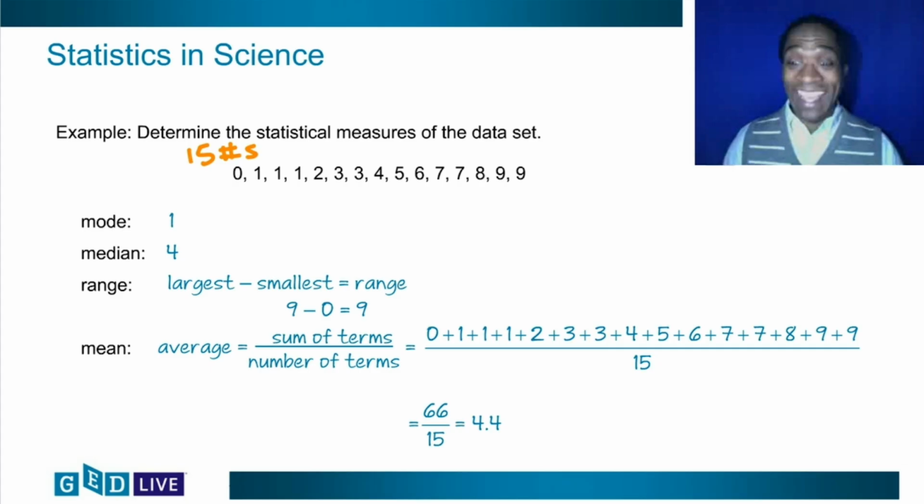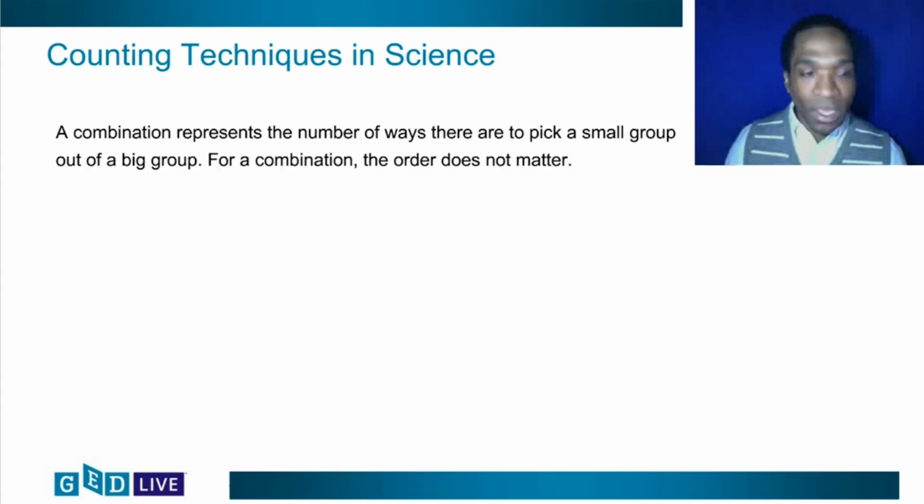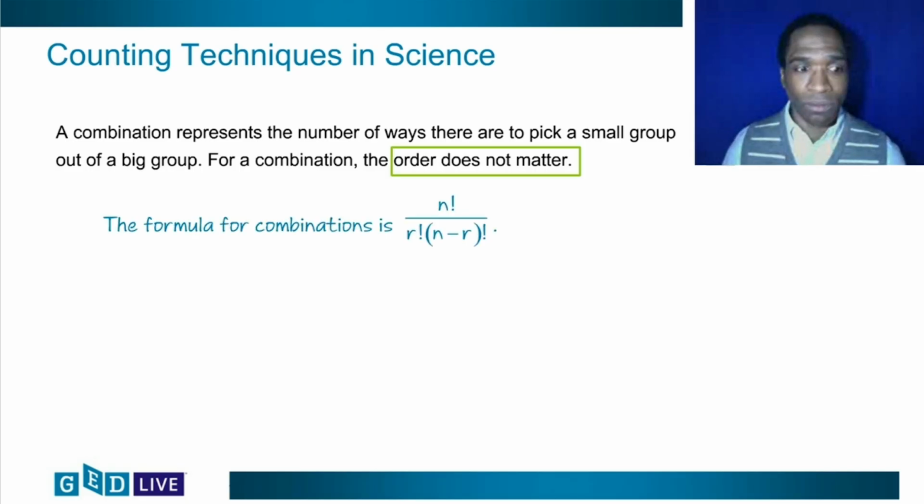All right, great. Now, up next, we have 2 techniques whose formulas don't appear on the formula sheet. So let's be extra careful with them. So we're going into counting techniques. Now, the first of these techniques is combination. And here, this helps us pick a small group out of a big group, the number of ways to do so. But in this case, this is important for combination. Order does not matter. And the formula for combination looks like this.